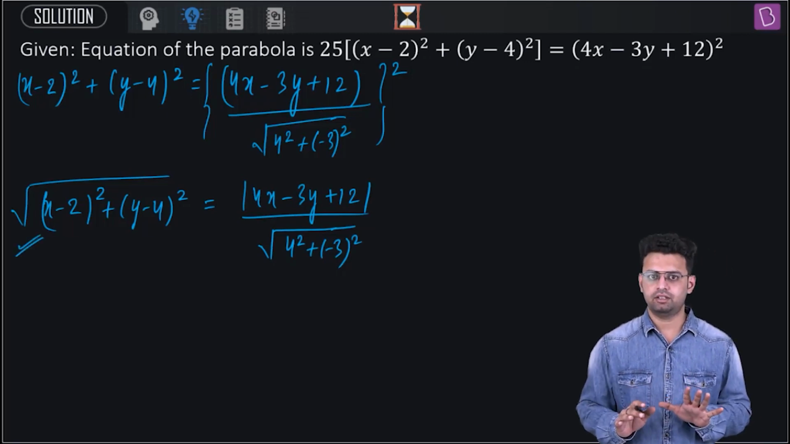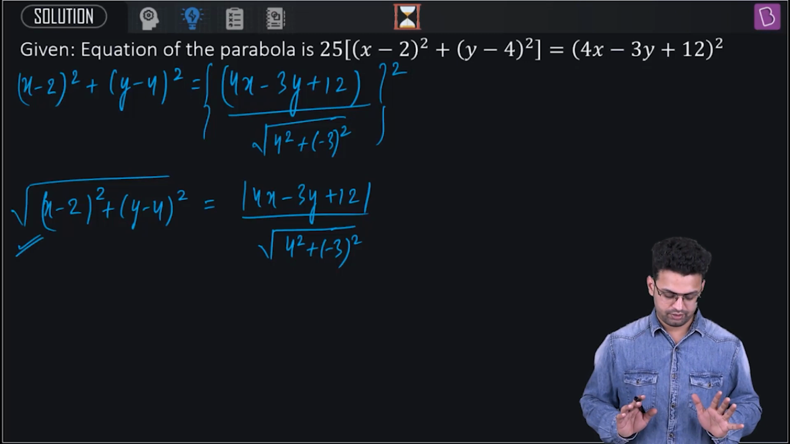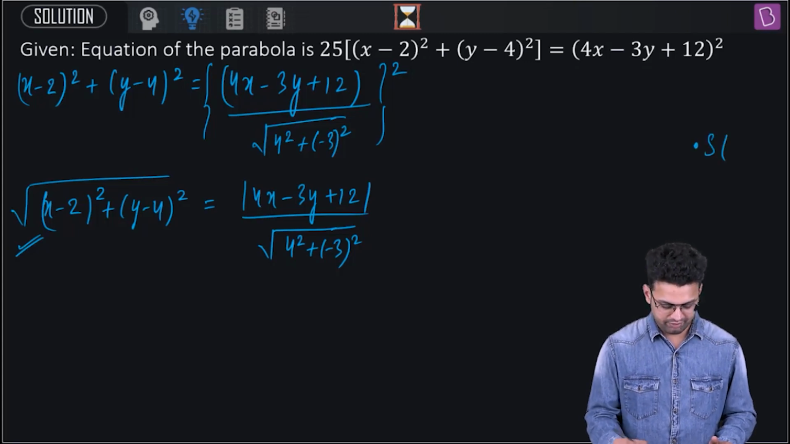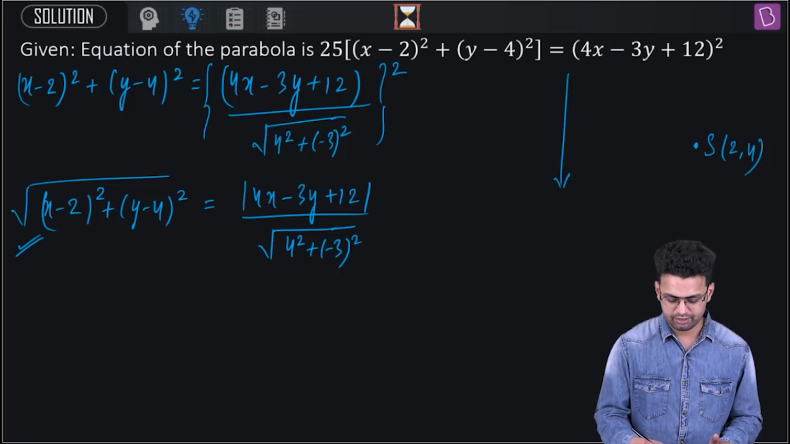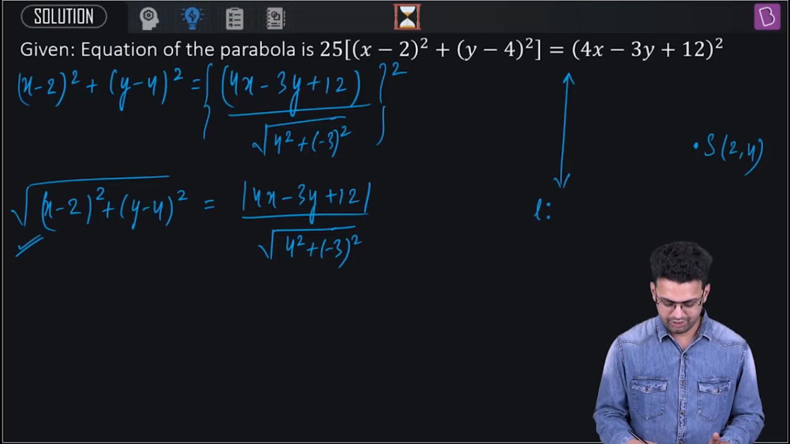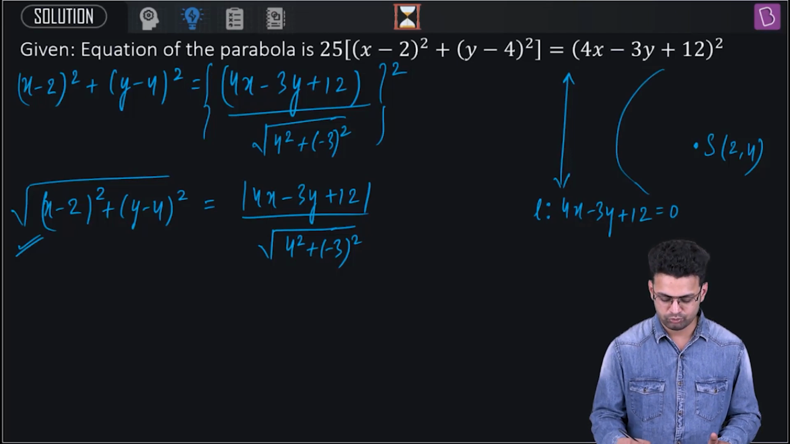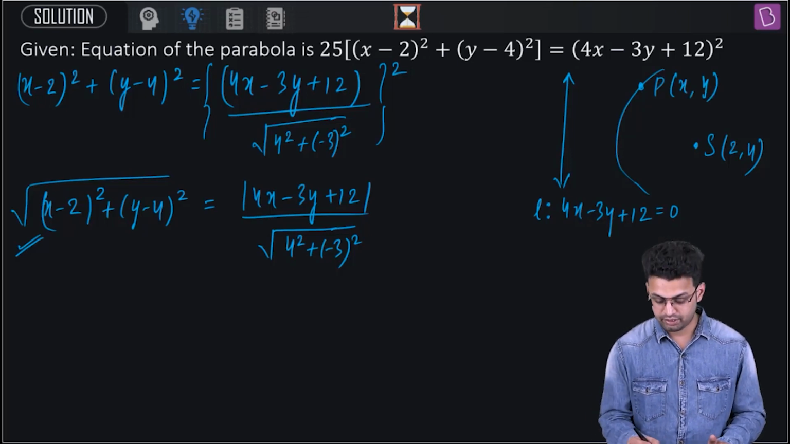Now we are in a state to carefully observe this equation. Let me take you in this way. Suppose there is a point S having the coordinates 2 comma 4. Suppose there is a line L having the equation 4x minus 3y plus 12 is equal to 0, and suppose there is a variable point P having the coordinate x comma y which moves in this path.